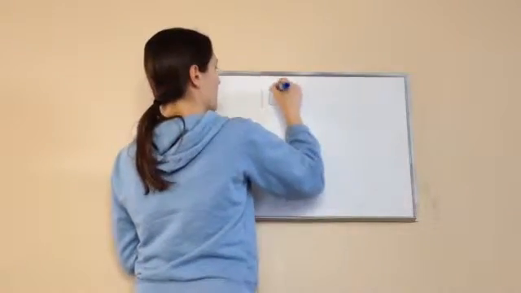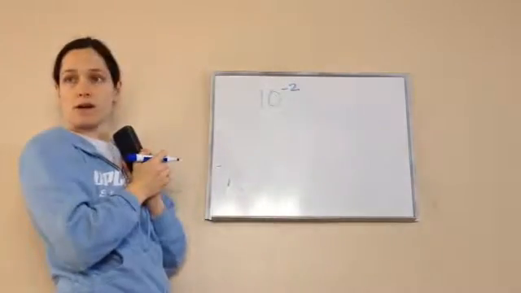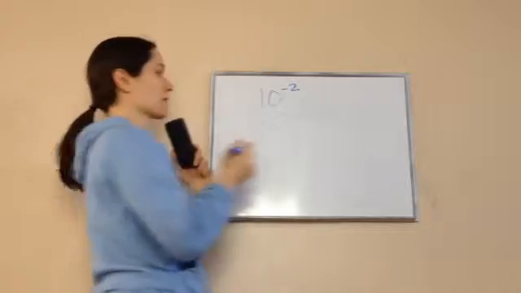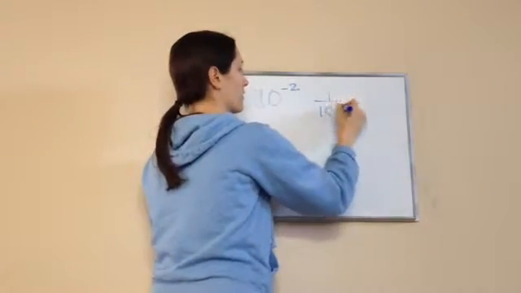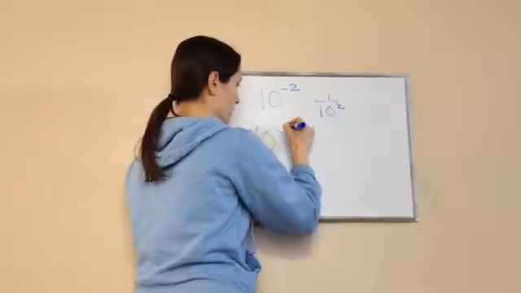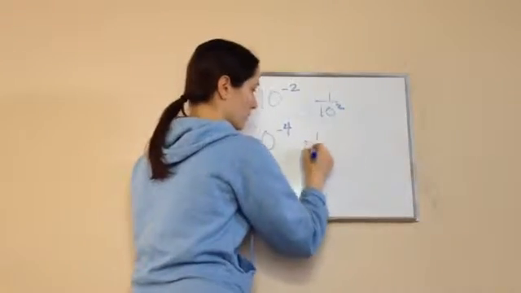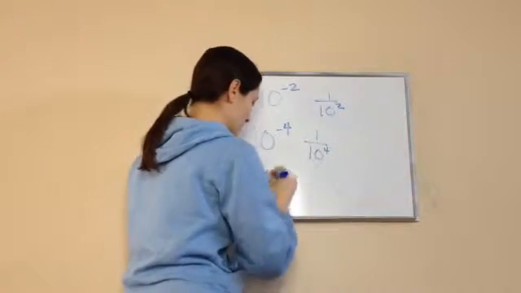What would this be? Oh, that would be 1 over 10 to the 2nd power. Perfect. What would this be? 1 over 10 to the 4th power. What would this be?